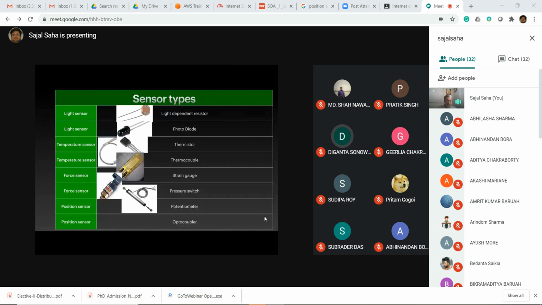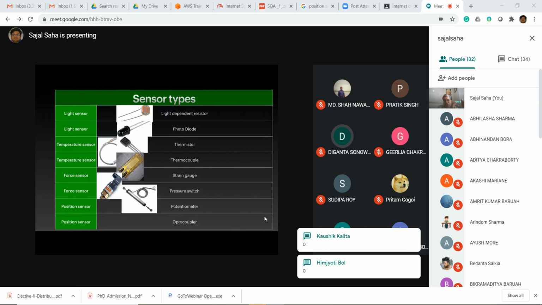What is the difference between an LDR sensor and a photodiode? Okay, so you cannot answer, right? Okay, so LDR is a light dependent resistor.